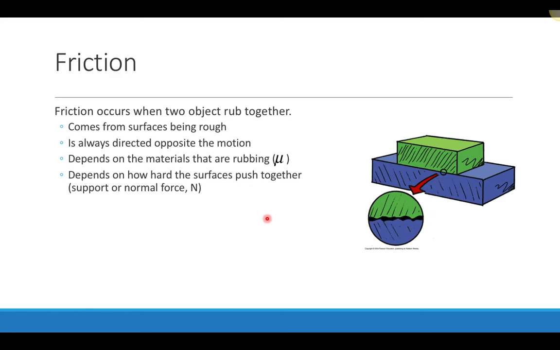So the frictional force depends on what the materials are that are rubbing together, and how hard they're pushing together. And how hard they're pushing together is basically the normal force. So we can write an expression for the amount of friction on a surface, and we write friction as a lowercase f, and we can say that the frictional force is directly proportional to the contact force, the normal force, and it also depends on this coefficient of friction, which is the type of surfaces that are rubbing together.